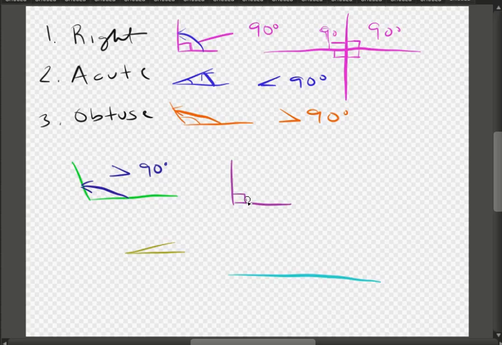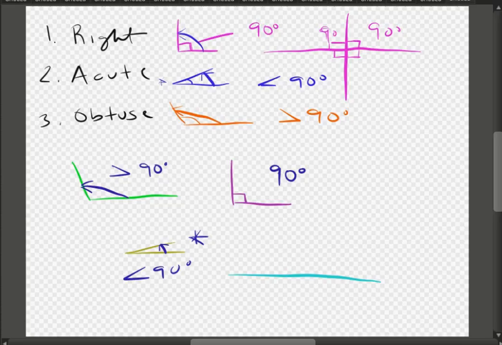Now from this symbol, we are able to tell that this angle is exactly 90 degrees. This one, clearly, as we can compare these two, is an acute angle, which means it is less than 90 degrees. It takes very little for this line to go and join the other line.